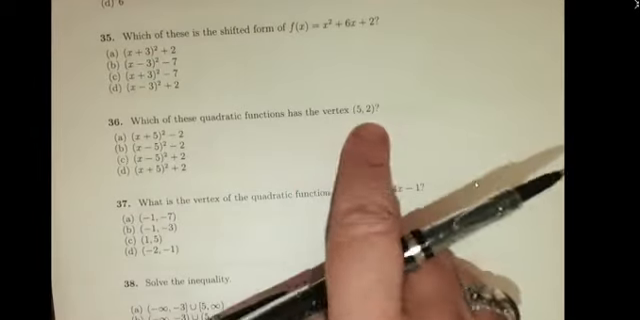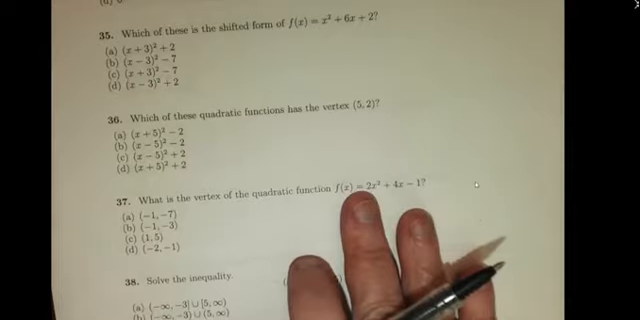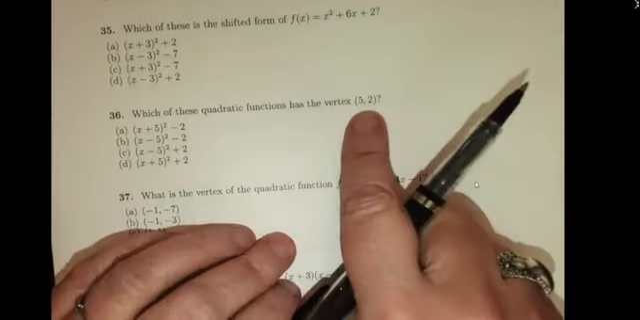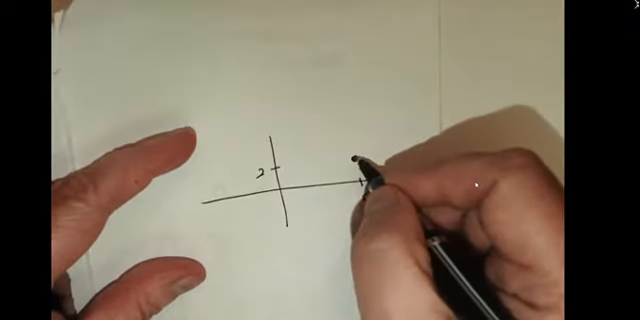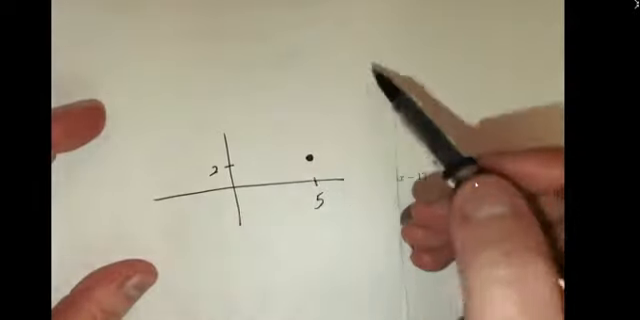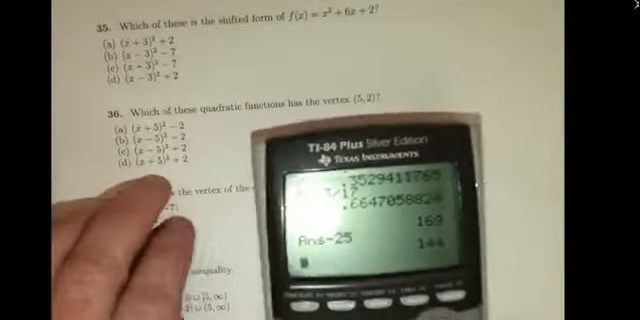Which of these quadratic functions has the vertex 5, 2? Well, you can certainly look at all of these in your graphing calculator and see which has the vertex 5, 2. I mean, where is 5, 2? It's here. And we can see which one's going to have that vertex.